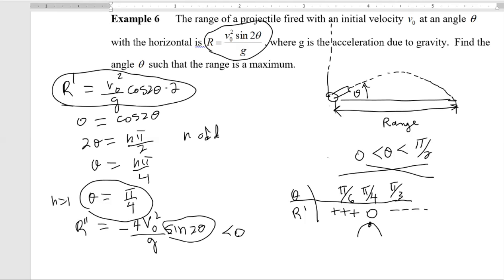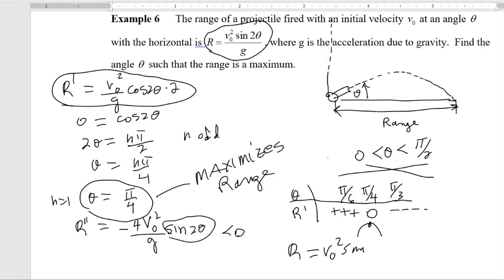Pi over 4 will maximize range. What is that range value? Well, we don't have the v0 or g anyway, but you can throw it in there. R would be v0 squared sine of 2 times pi over 4, so sine of pi over 2, over g. So that maximum would just be v0 squared over g.